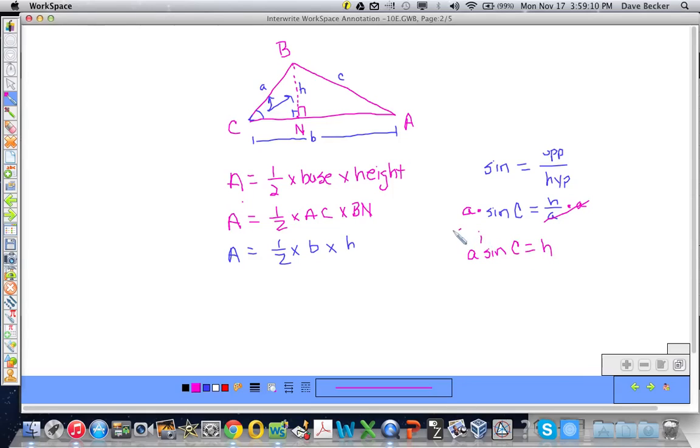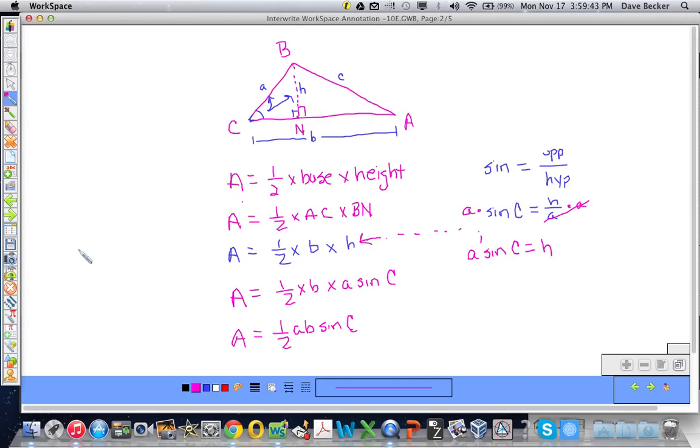And then I'm just going to do a simple substitution right here for H. And I get area equals 1/2 times b times, and I'm going to replace H with a sine C. And then to get the final formula, I get area equals 1/2 ab, just switching the a and the b here, times the sine of C. And that's the general formula for the area of a triangle.